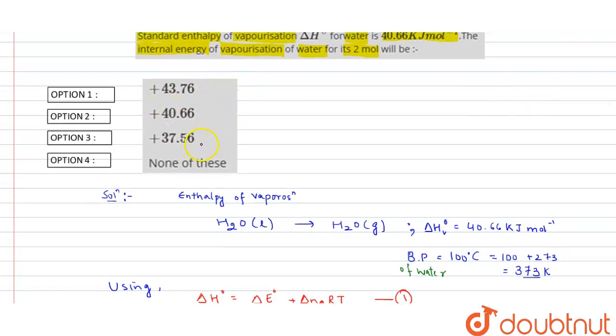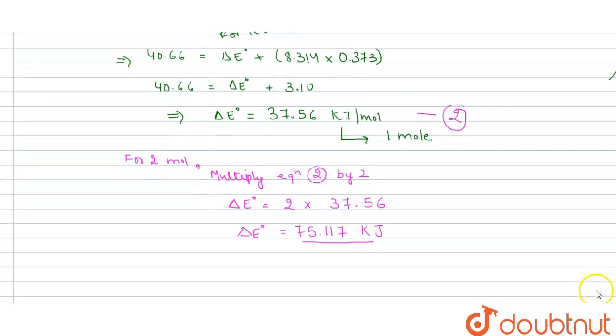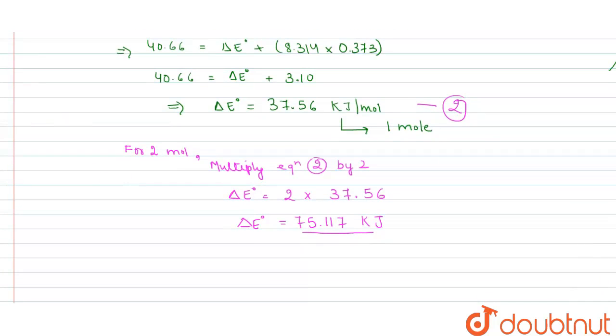If we have a look at the options given, this particular value matches none of the options given. So option 4 will be our final answer, that none of the given options are true holds true in this particular case. So our final answer to this question will be option D. Option D is correct, that is, none of the options are correct for the question being asked. This was all about our question.